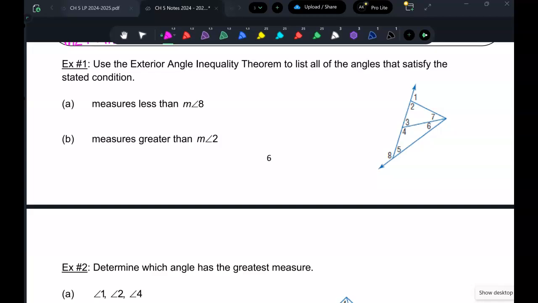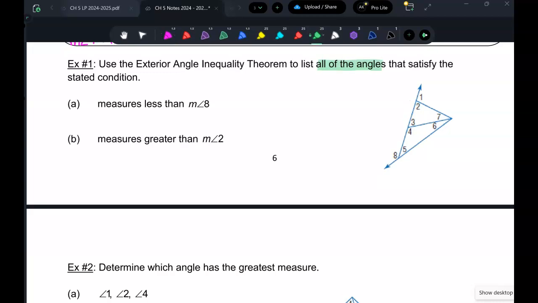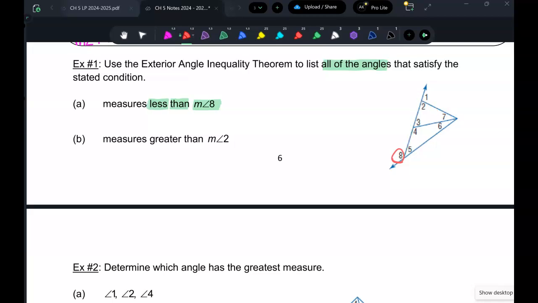Okay, all right, so we want to use the exterior angle inequality theorem to list all the angles that satisfy this stated condition. I want to look at all the angles that are less than angle 8. Here's angle 8. Now, what you need to look at is we have 2 different triangles that we could take into consideration. So let's take, for example, the big triangle. Do you want to do the big triangle first or the little? Well, it doesn't matter. So 2 and 7, and 4 and 6.